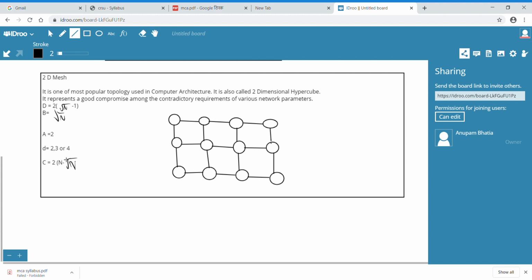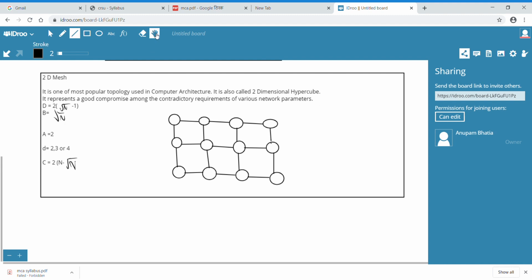The degree is 2, 3 or 4. Here, when we are in the corners, the degree of the node is 2. Here the degree of the node is 3 and here it is 4. So any number of degrees can be there. Since usually we take the degree of the network as the highest degree, in this particular mesh the degree is 4.